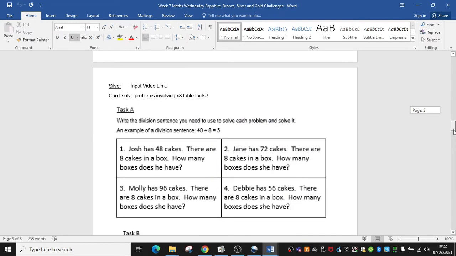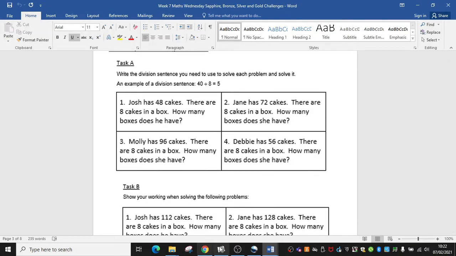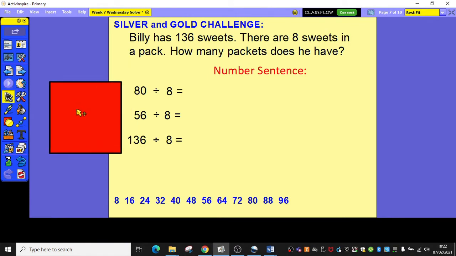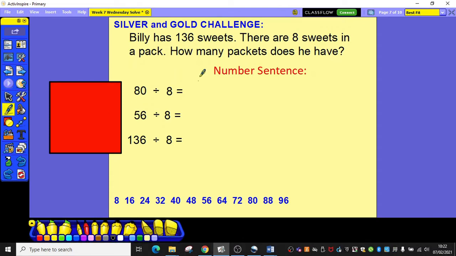For those of us who are going to be attempting silver and gold challenges, we need to be thinking similar to yesterday about chunking in multiples of 8. So I know that 12 times 8 is 96. 136 is greater than 12 times 8. Therefore, I'm thinking, is it 13 lots of 8? Is it 14 lots of 8? Is it 15 lots of 8?